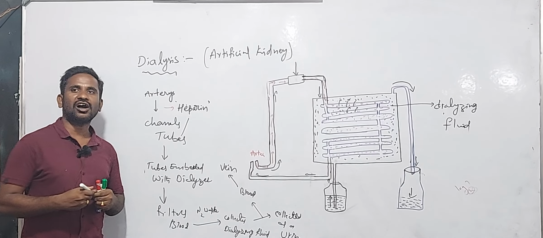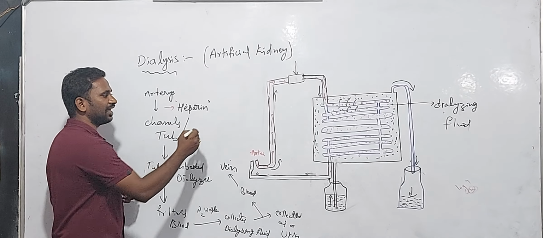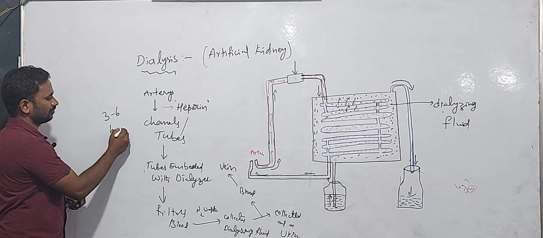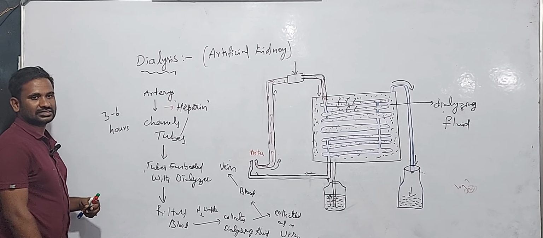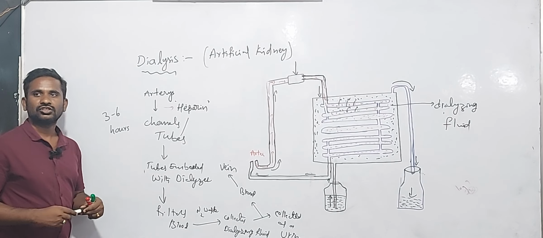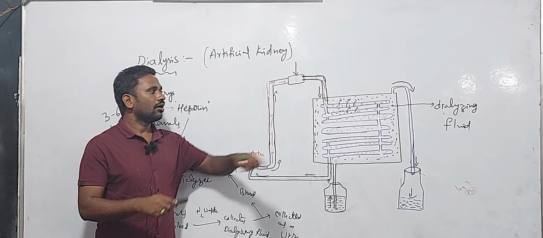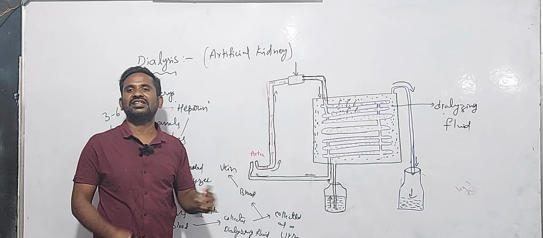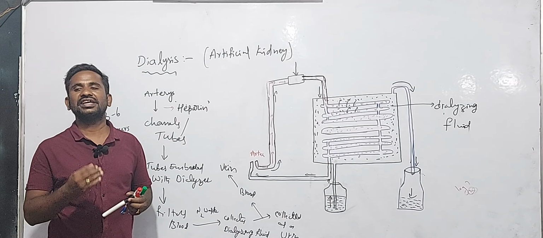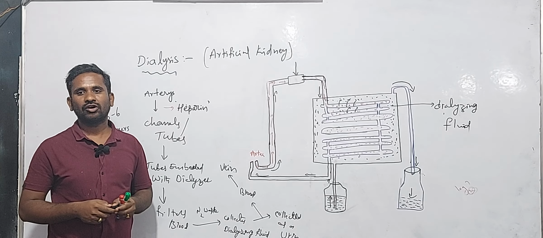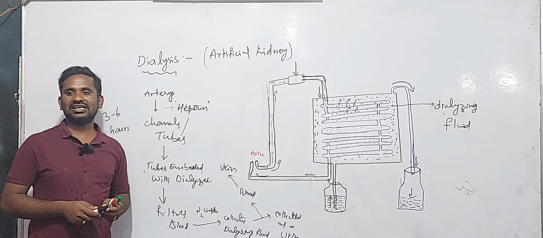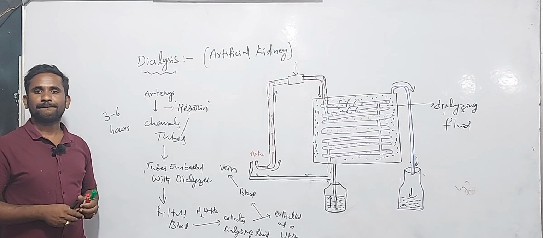Then how much time will the dialysis take? 3 to 6 hours. 3 to 6 hours is most important. So the dialyzer and blood are separated by a thin membrane. That's why it can easily filter. It can easily be separated from the blood into the dialyzer. Do you understand? Yes, sir. Okay.